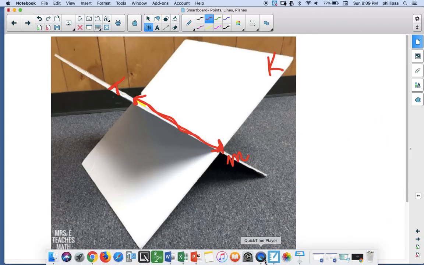And that is it for our points, lines, planes video. Be sure to complete the notes that go with it. You could go back to fill in anything that you may have missed.